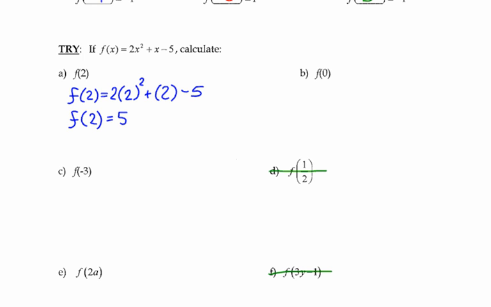Okay? And so that's nice, because it translates as a coordinate. That's 2 comma 5 as the coordinate. Okay, next guy, what are we going to do? Sub 0 for each x. So f of 0 equals 2 times 0 squared plus 0 minus 5, which is just minus 5. Because 2 times 0 squared is 0, plus 0 is 0, minus 5 is negative 5.